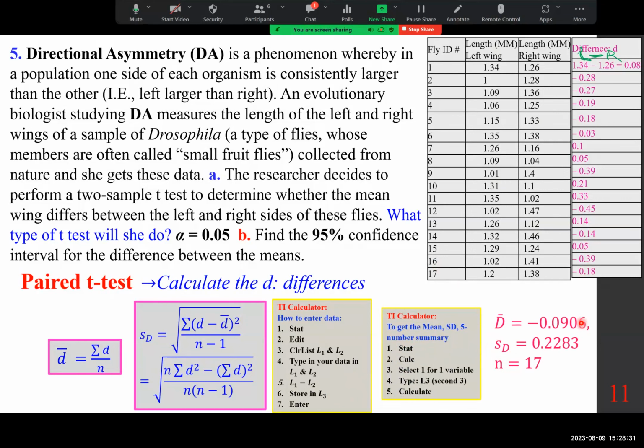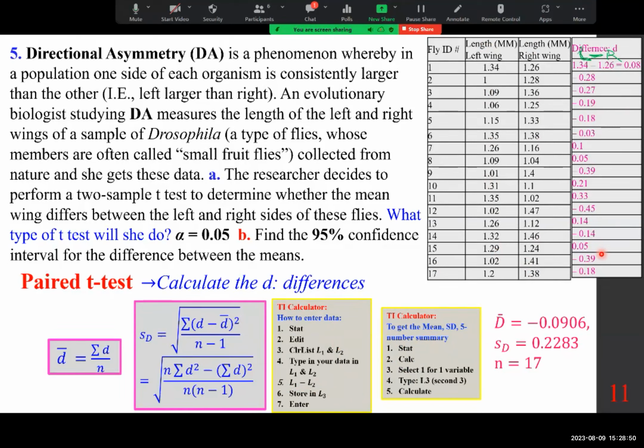So this comes from technology. You plug it in, you find it. And again, the fastest way is to put this one in L1, this one in L2, and then L1 minus L2, call it the D in L sub 3, the third list.